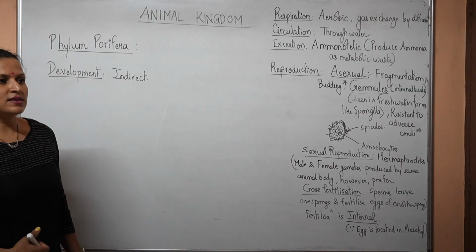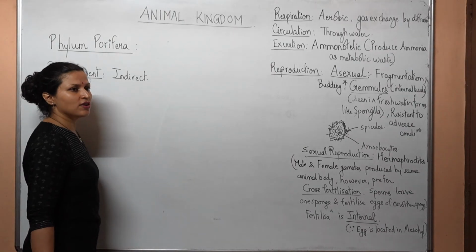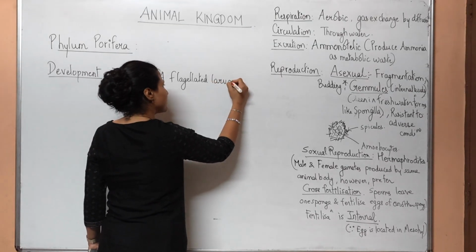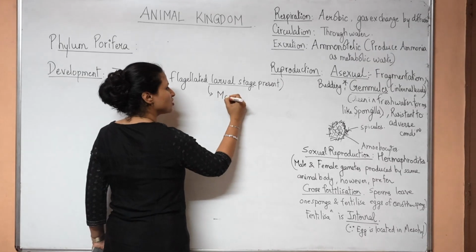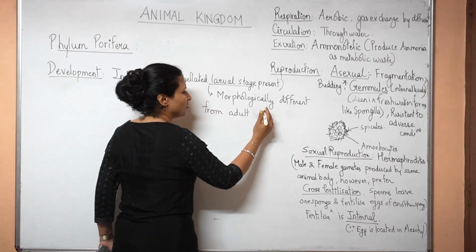Our development is a direct development. For frogs it is an indirect development, and so also for them. Indirect. A flagellated larval stage is present. This larva is morphologically, meaning structurally, different from the adult form.